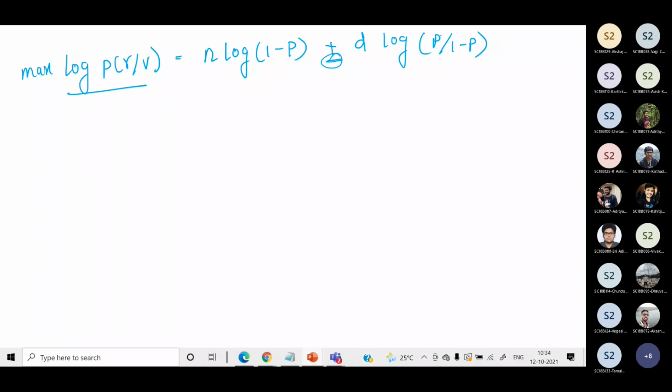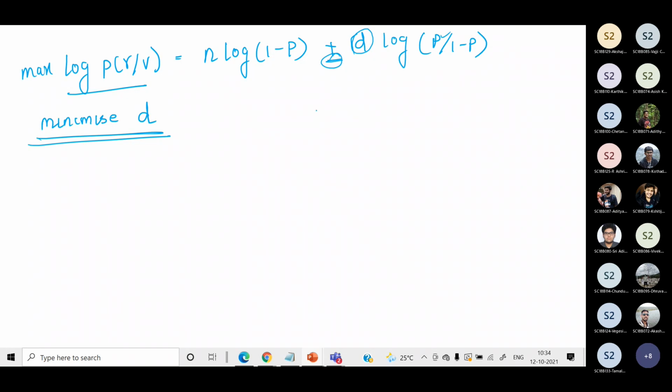Here P and 1 minus P are all fixed. It means I have to minimize this D. So maximizing this probability means we have to minimize D. D is the number of bits in error, right? So here we will see what minimization of D means.